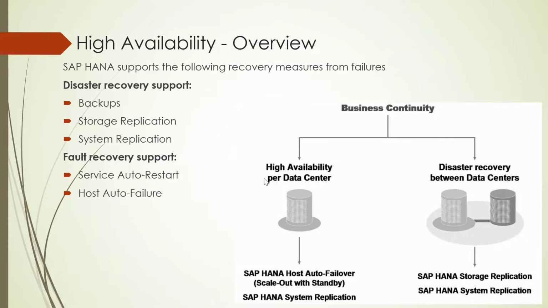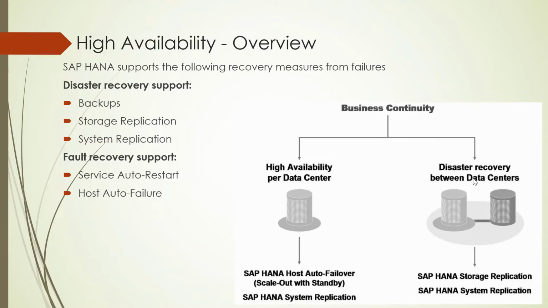So HA, if you see this diagram, here we have business continuity, how we can achieve business continuity through HA and DR. HA is always within the data center, and disaster recovery is between two data centers. For the HA configuration, the HANA database supports SAP HANA host auto failover, that is scale out with standby, and then HANA system replication.